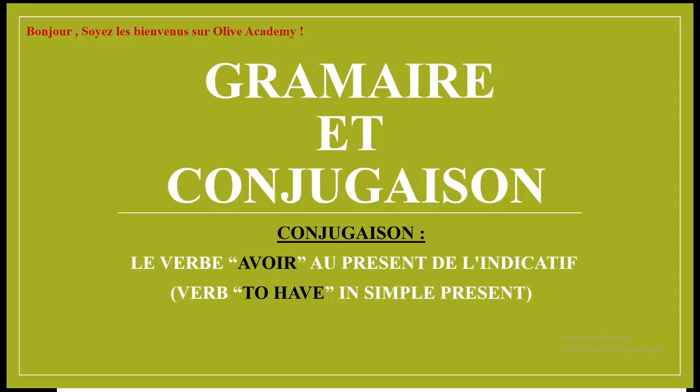In this video, we are going to have a conjugation lesson. Conjugaison. Le verbe avoir au présent de l'indicatif. Avoir. Verb to have in simple present. At the end of the lesson, you'll be able to express a possession. That is, you'll be able to say what you have, what someone has, or what some people have. On y va.